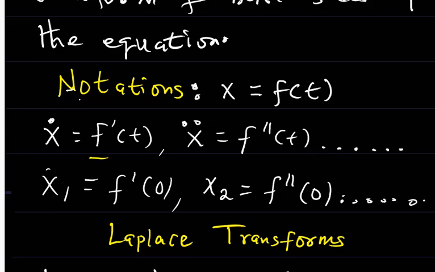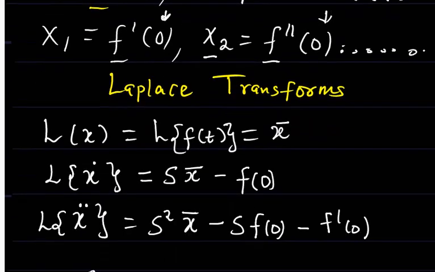Now, if I use x1, it simply means that I'm looking at the first derivative of the function when we substitute the initial value of t into the function. So call that x1. x2 is the second derivative when we substitute the initial value. Please take note of that. So we proceed.